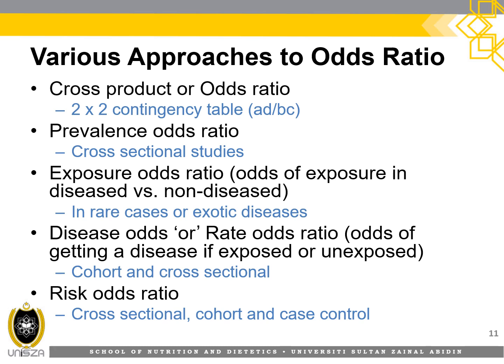The fourth approach is disease odds, or rate odds ratio, the odds of getting a disease if exposed or unexposed. This is a common odds ratio used in studies involving cohort and cross-sectional designs. And finally, we could calculate the risk odds ratio using cross-sectional studies, cohort studies, and also case control studies.